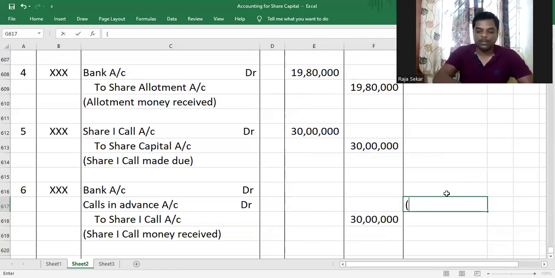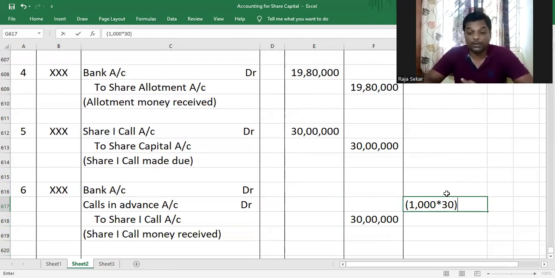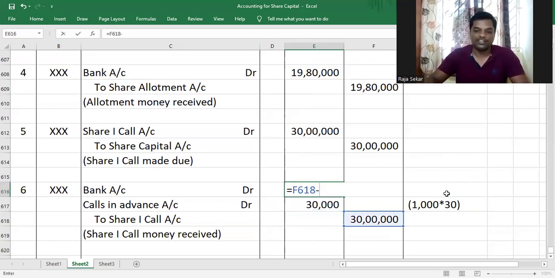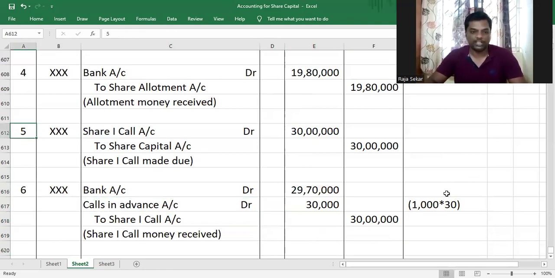And calls in advance will be how much, my dear children? It is the money paid by Diksha as advance for first call on her 1,000 shares. So for first call it is 30 rupees, on her 1,000 shares it will be 30,000, and the remaining will be the amount received from others, which is 29 lakhs.